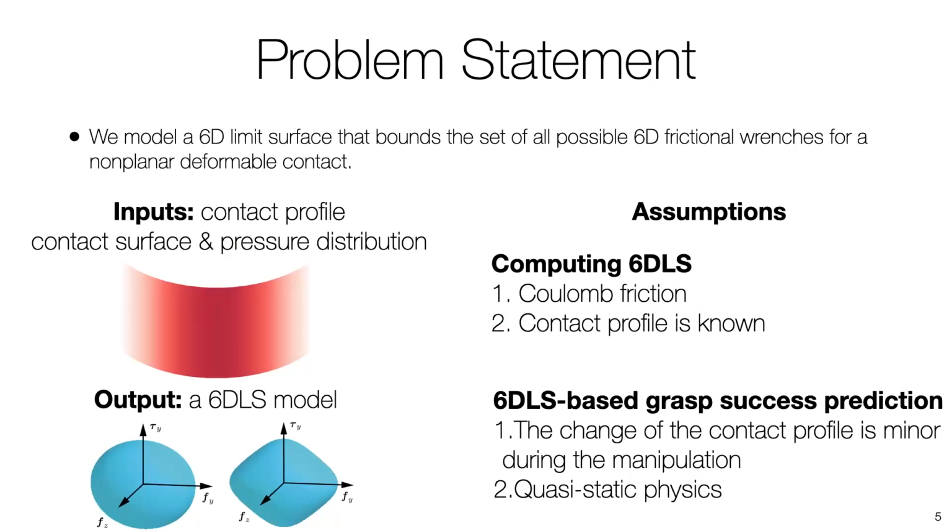Given a contact surface and a pressure distribution, we model a 6D limit surface that bounds the set of all possible 6D frictional wrenches that a deformable gripper jaw can exert on the object. To compute the limit surface, we assume Coulomb friction and a known contact profile. We then apply the 6D LS models to predict physical grasp success by building a grasp wrench space. We assume that the change of the contact profile is minor during the manipulation, and we also assume quasi-static physics, which means the inertial terms are neglected.